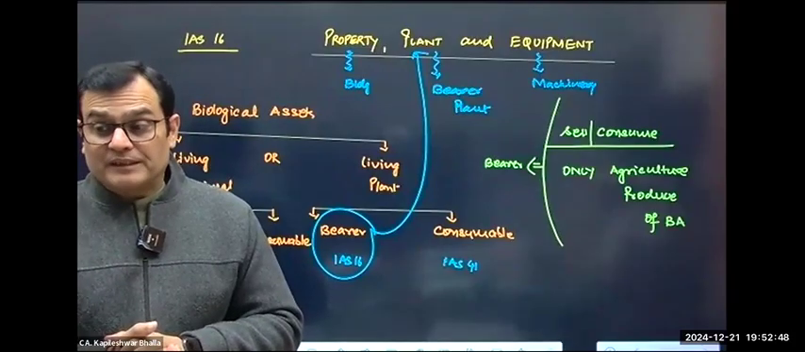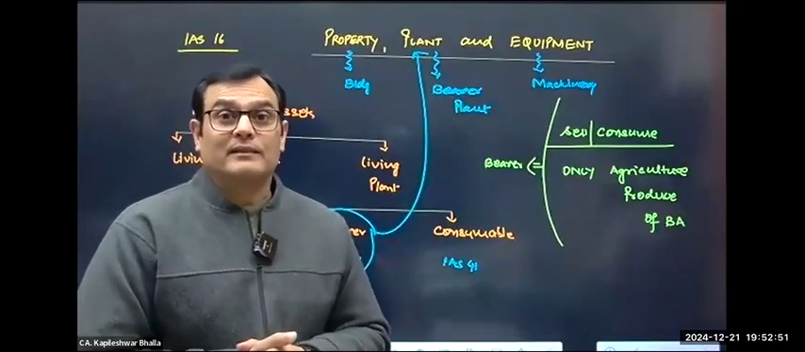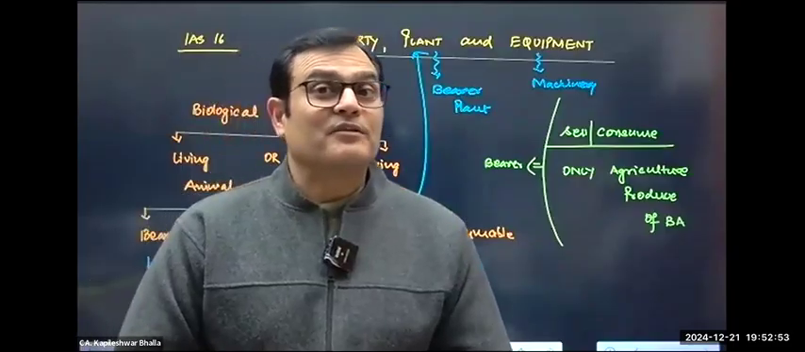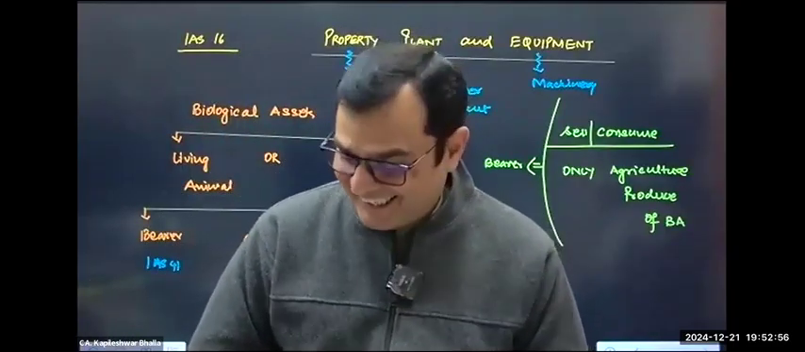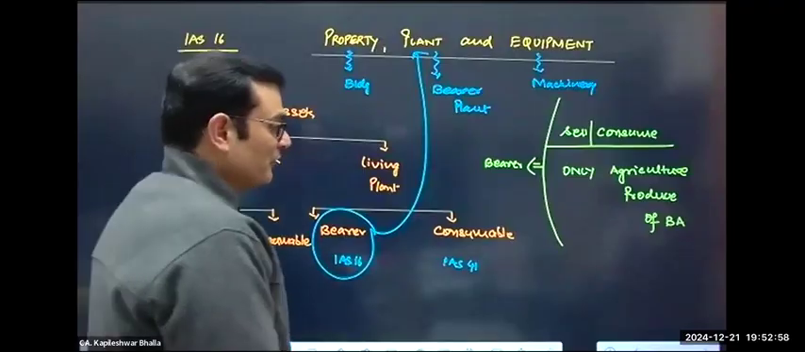So isn't that plant for the factory things? Well, generally people do call plant and equipment, but technically speaking, this plant is referring to bearer plant, right? Okay, so this was one introduction which I wanted to give you. Now, coming to the point, as I said, every asset related standard we're going to cover in three blocks. My focus number one is on the definition and recognition. Focus number two is on the measurement aspects. And focus number three will be on the depreciation and the impairment aspects as well.